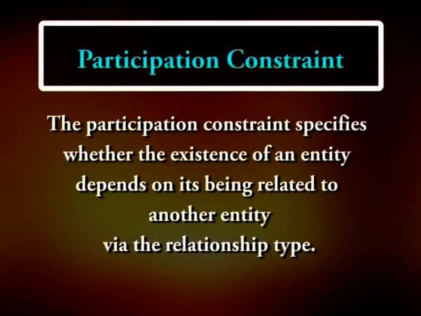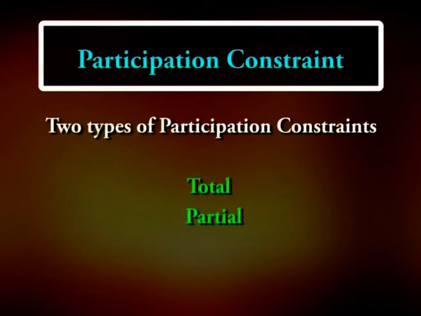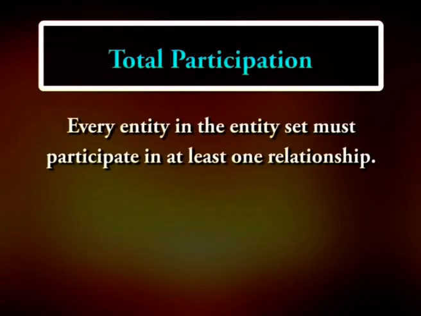The participation constraint specifies whether the existence of an entity depends on its being related to another entity via the relationship type. There are two types of participation constraints, total and partial. So, total participation is when every entity in the entity set must participate in at least one relationship.